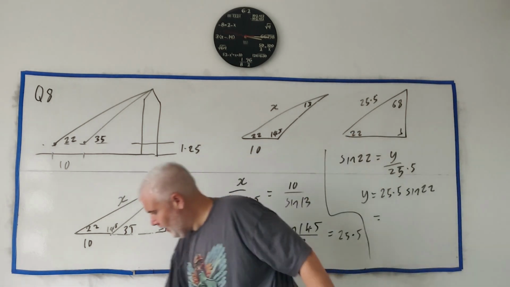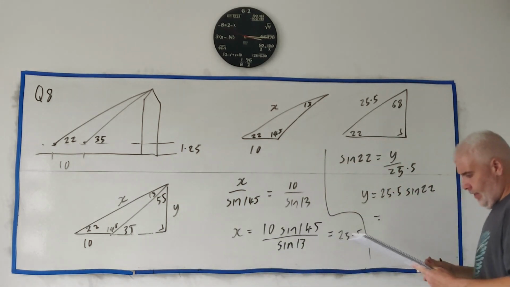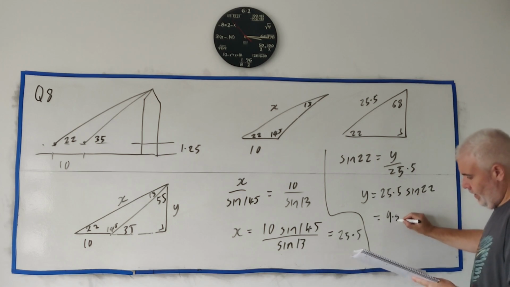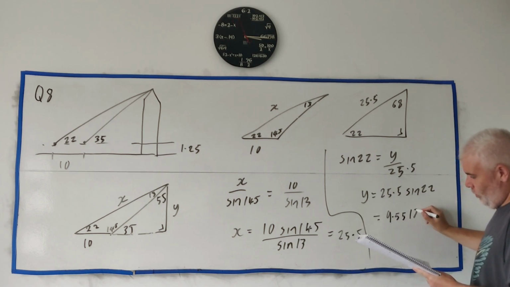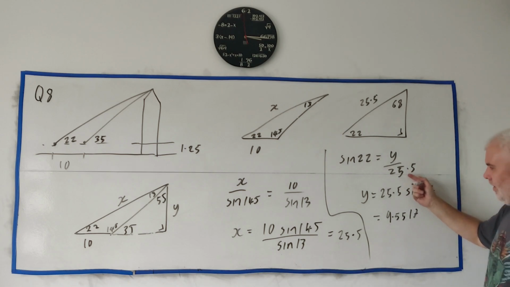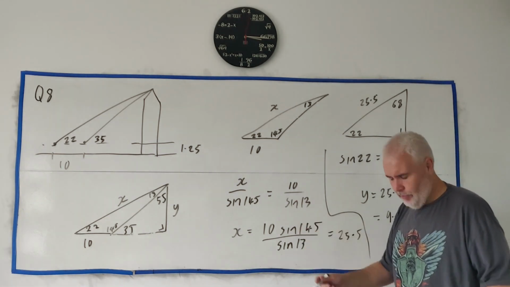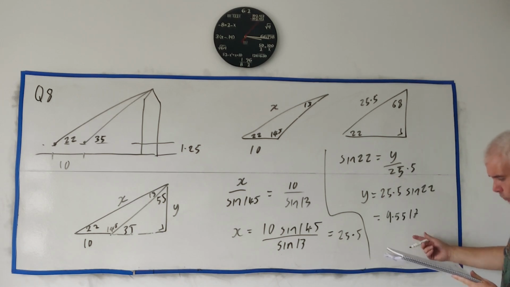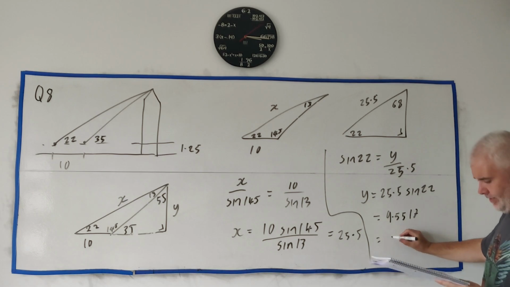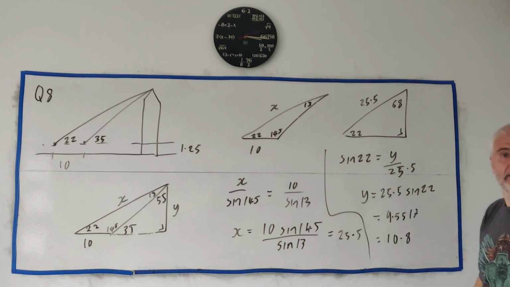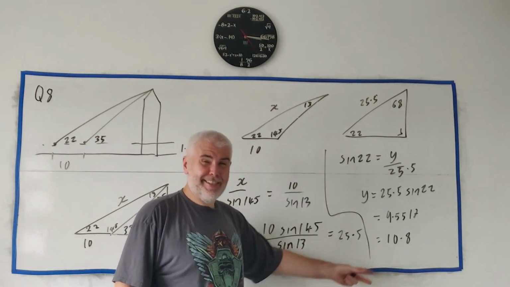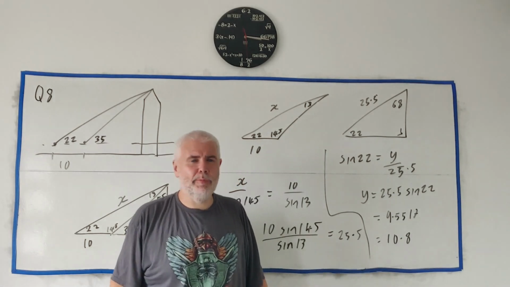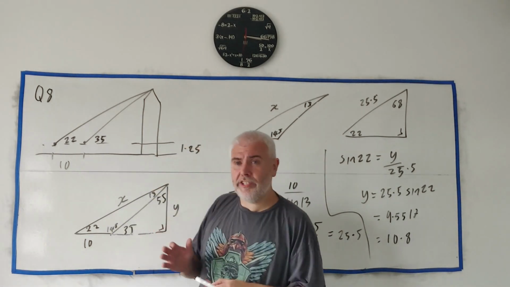Put that into a calculator and we get 9.5517. I'm not sure if that's using this rounded off number or my exact number, so apologies for that. And then yeah, we just add 1.25 to that, so we would get 10.8 rounded off to one decimal place. I'm guessing that's probably the same answer whether you use the 25.5 or the exact number. Anyway, that's it for question 8.